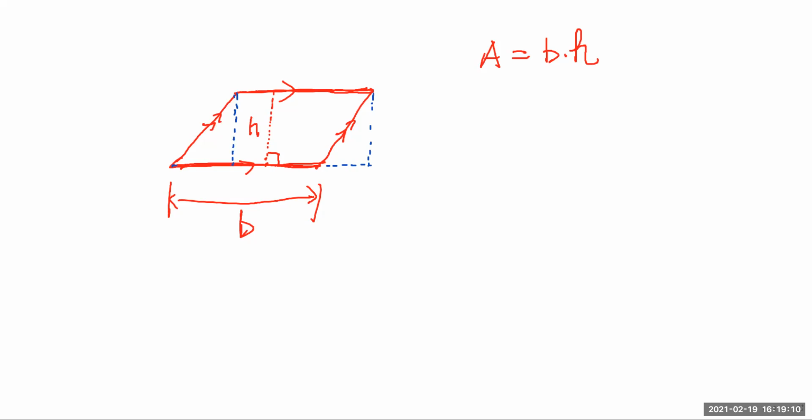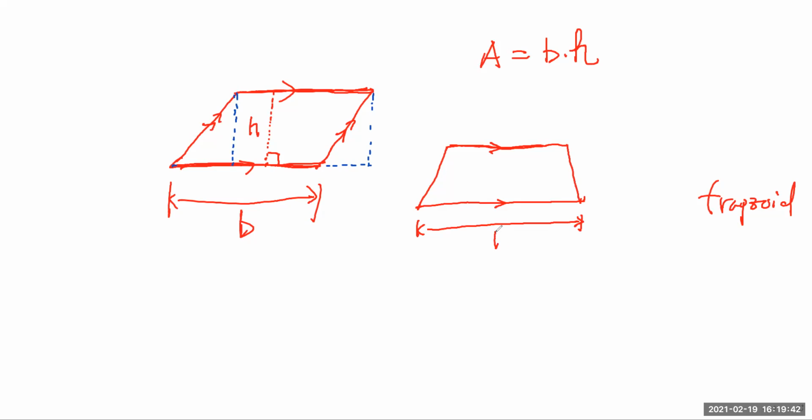Now we have another shape called the trapezoid. A trapezoid is kind of like a parallelogram, but only two sides are parallel. The other two sides are not parallel; they could be anything. That's called a trapezoid, and it has two bases. One is on the bottom and one is on the top. So we say this is base one, and this is base two.